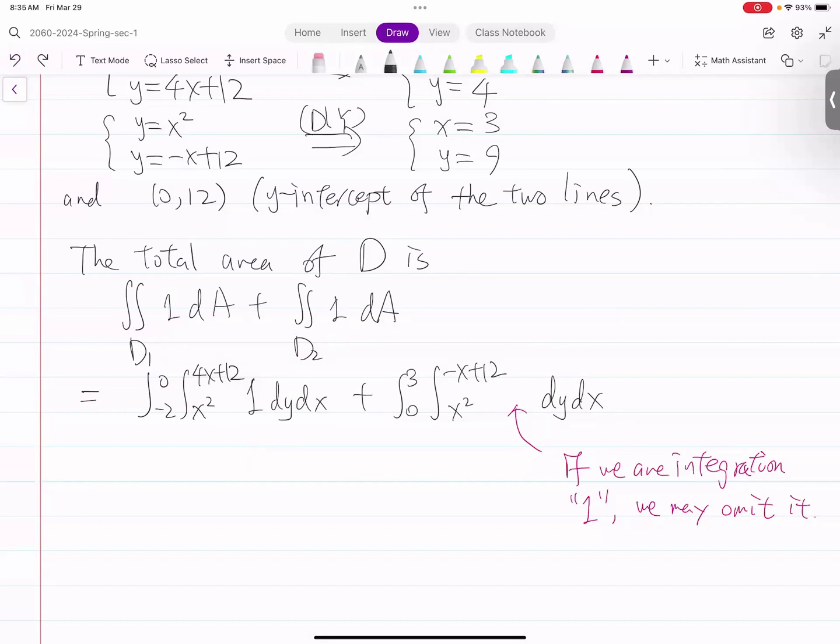Okay, so finally, I just want to quickly mention the answer of this integral. Make sure to double check. It should be 215 over 6. Okay, so any questions before we move on to the next section?